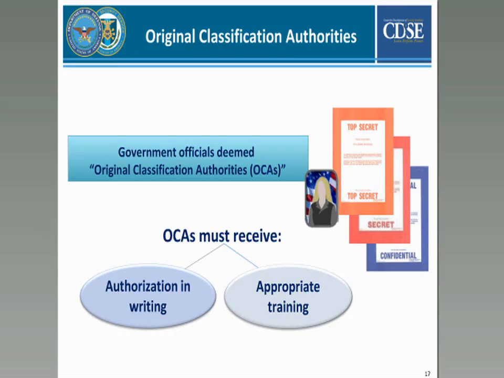In order for an individual to exercise original classification authority, he or she must have the appropriate level of security clearance, and must have received training in the fundamentals of proper security classification, to include the avoidance of overclassification. The individual must also have significant experience and information available to make effective classification decisions.